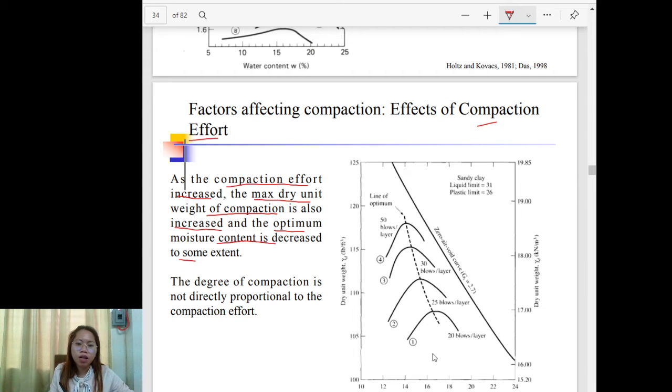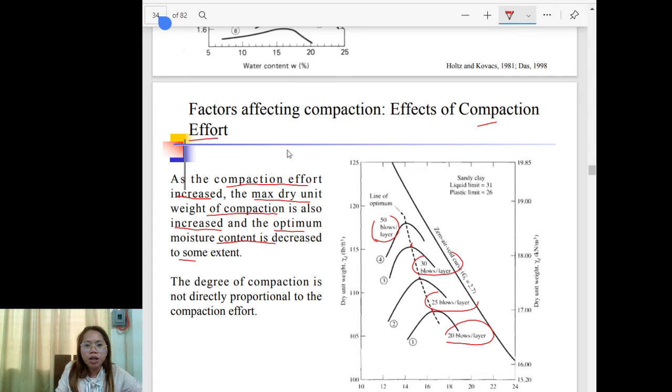Now, for example, for number 1 we have 20 blows, so it is not as high. It has a small maximum dry density, which is at this point. While at 25 blows per layer, it is higher. So it has a bigger maximum dry density, but the moisture content decreases to some extent. So on and so forth. We have number 3, 30 blows, and number 4, 50 blows. Okay, meaning the degree of compaction is not directly proportional to the compaction effort.